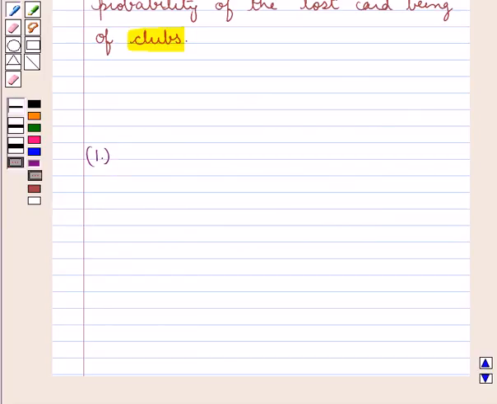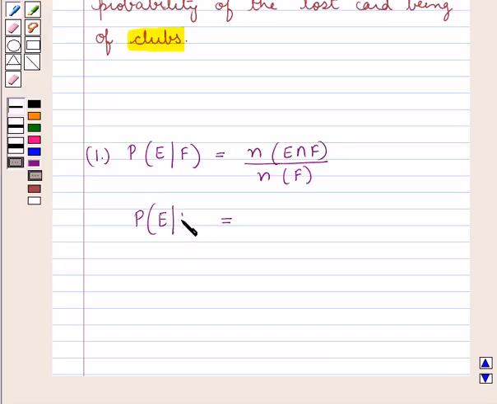First, we have the conditional probability of the event E, given that F has occurred, is given by the number of events favorable to E intersection F upon the number of events favorable to the event F. That is, we have the probability of, that is the conditional probability of the event E, given that F has already occurred, is equal to probability of E intersection F upon the probability of F, provided the probability of F is not equal to 0.